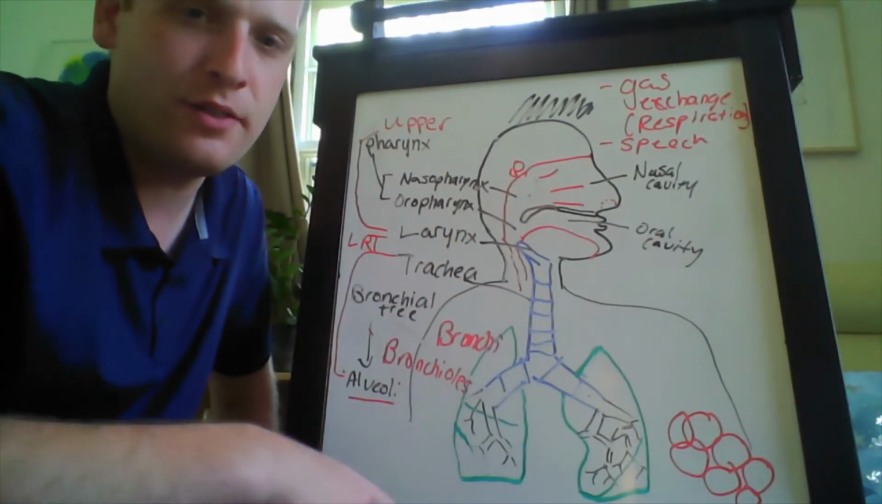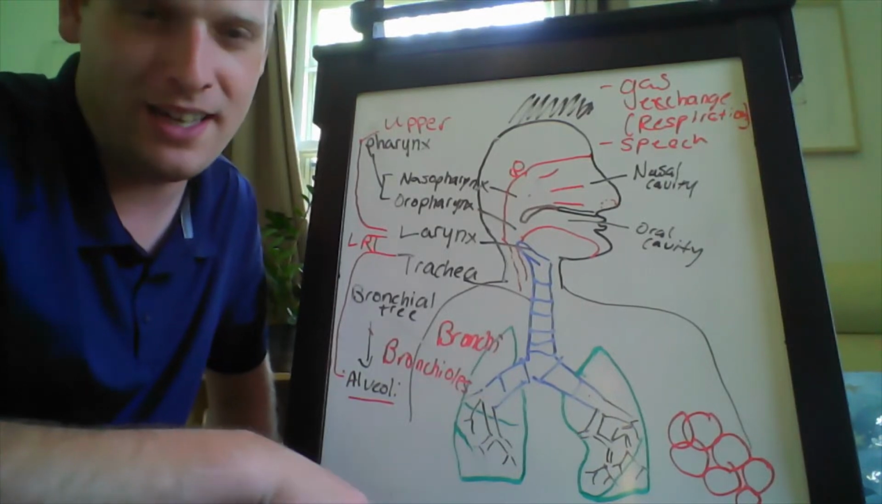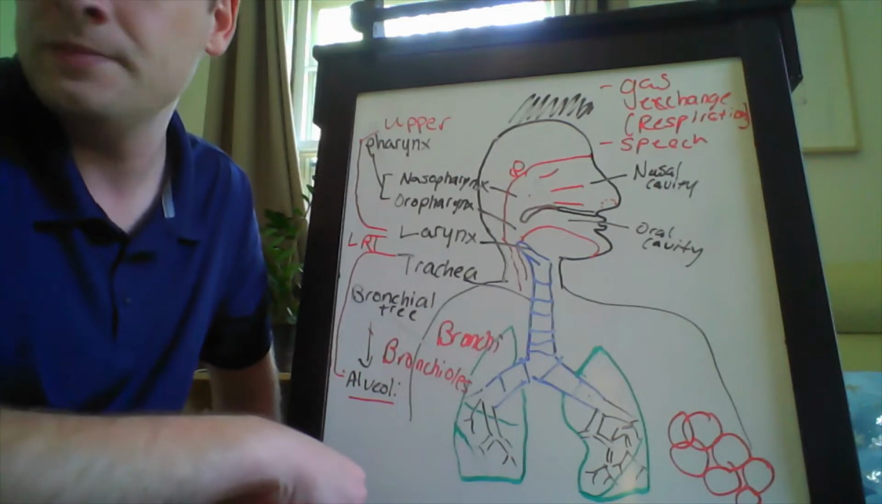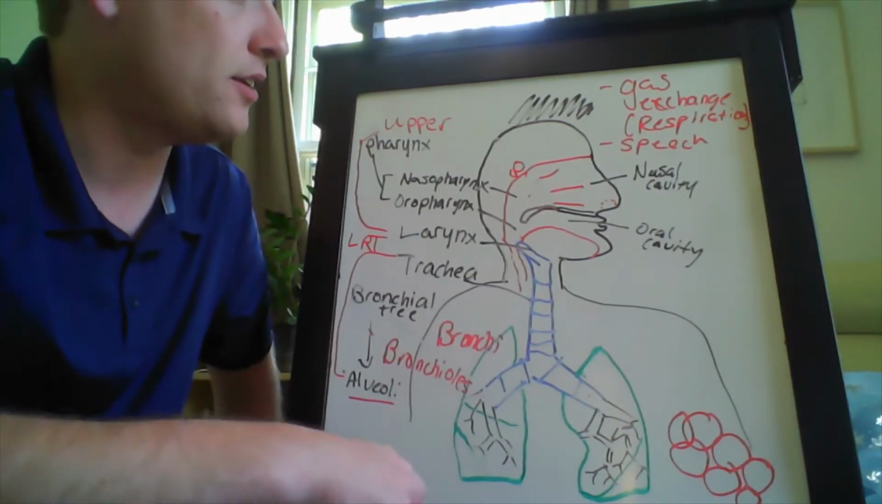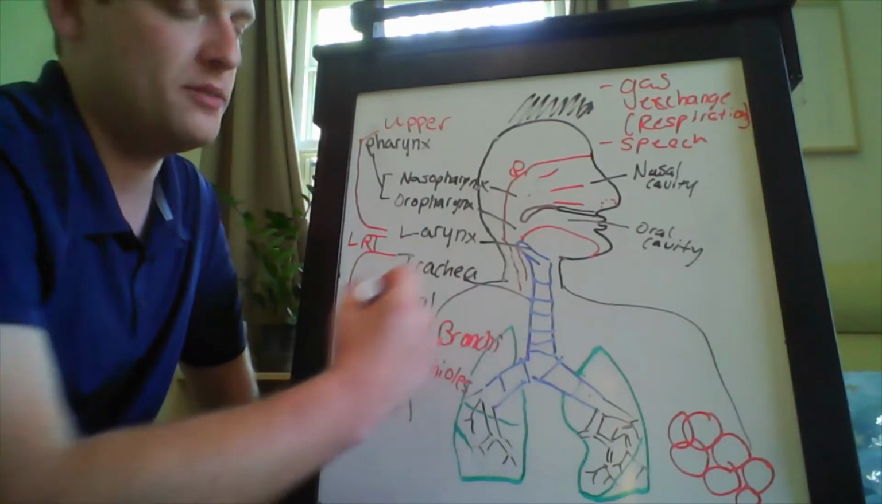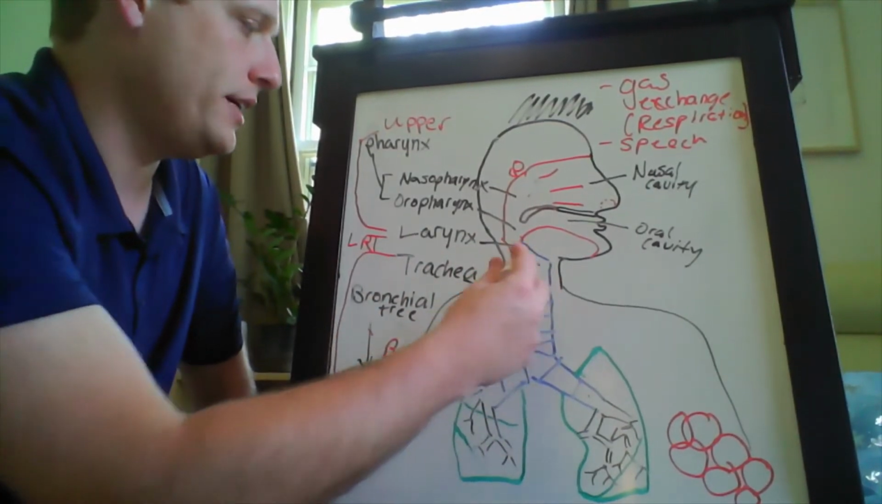What separates us from the animals is our ability to communicate, not just accessorize. But communication is another really important function of the respiratory system, and it's allowed because of specific structures, largely in the larynx.